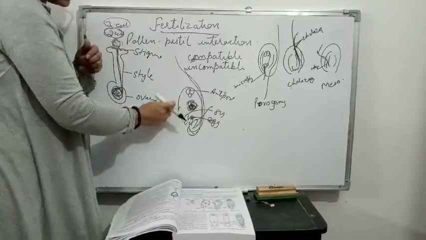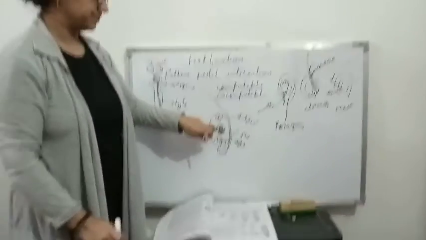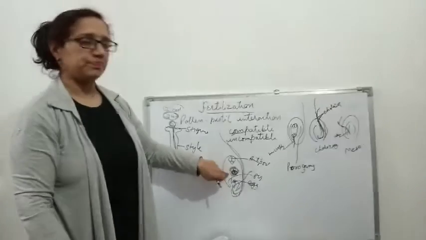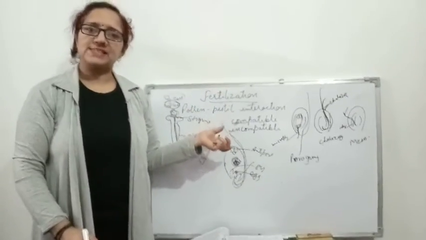So this is how the male gamete is reaching the female egg. Okay. So meanwhile I'll take this only. You go through the text. Thank you.